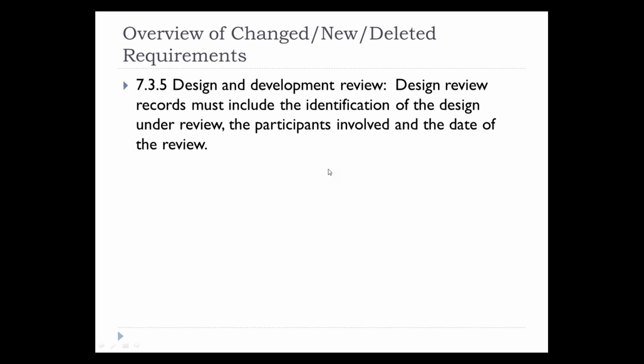Design and development review. Now in your planning stages, you're going to determine where design reviews are needed. This requirement is telling you that design review records must include the identification of the design under review. That makes sense. Who was involved and the date the review was conducted.